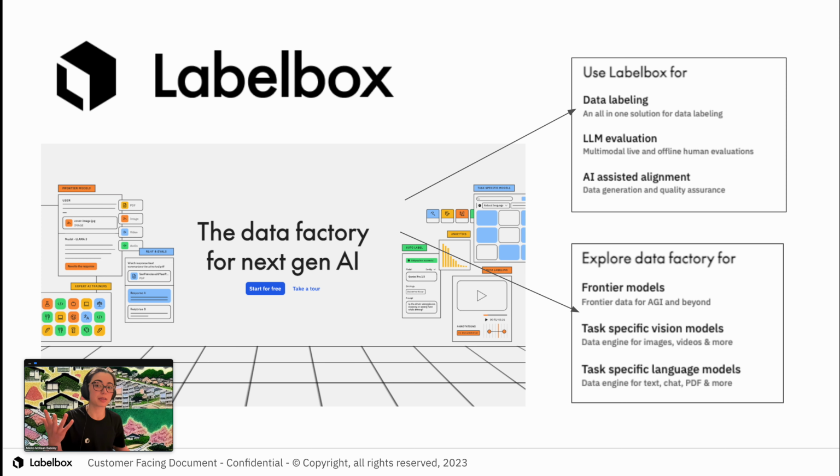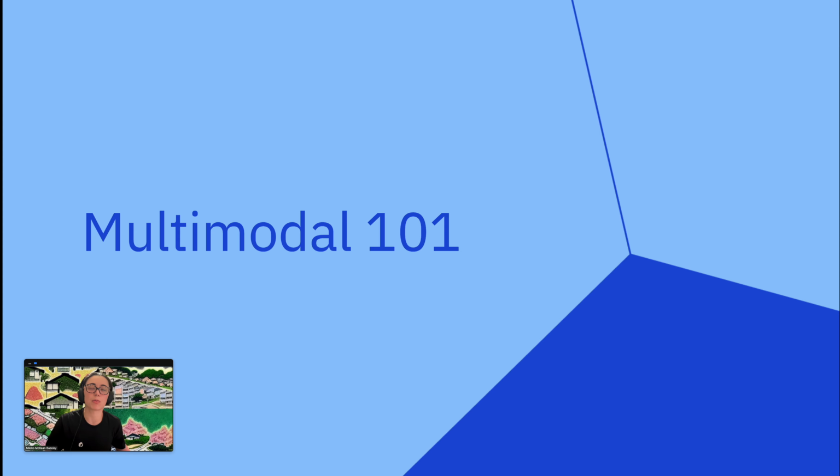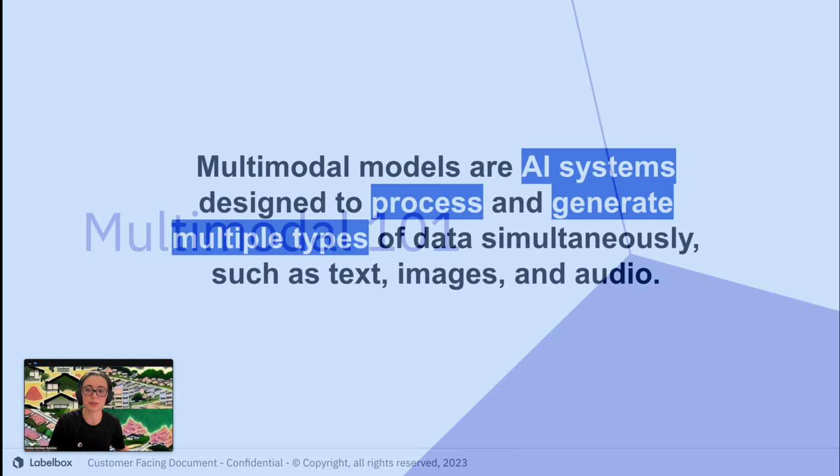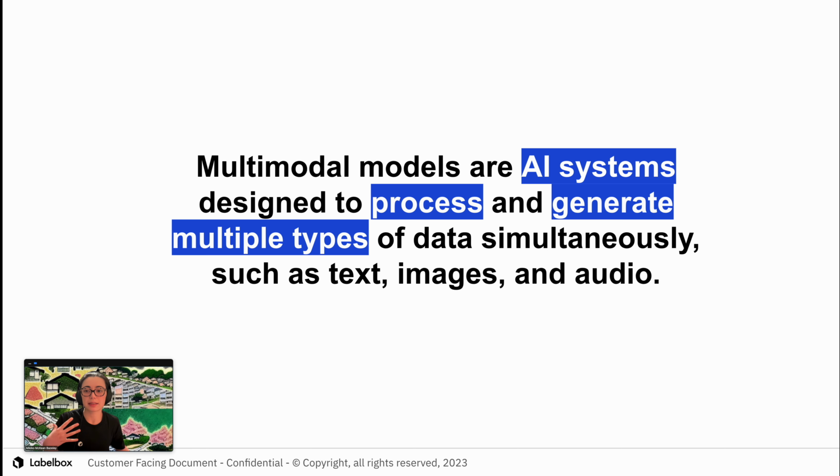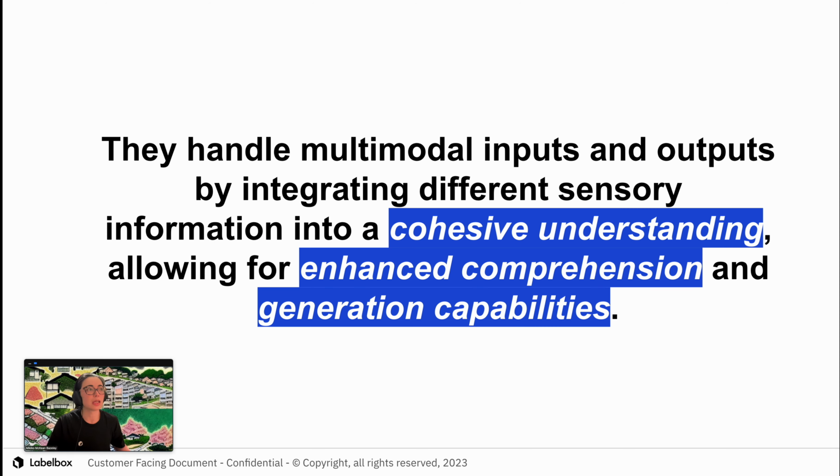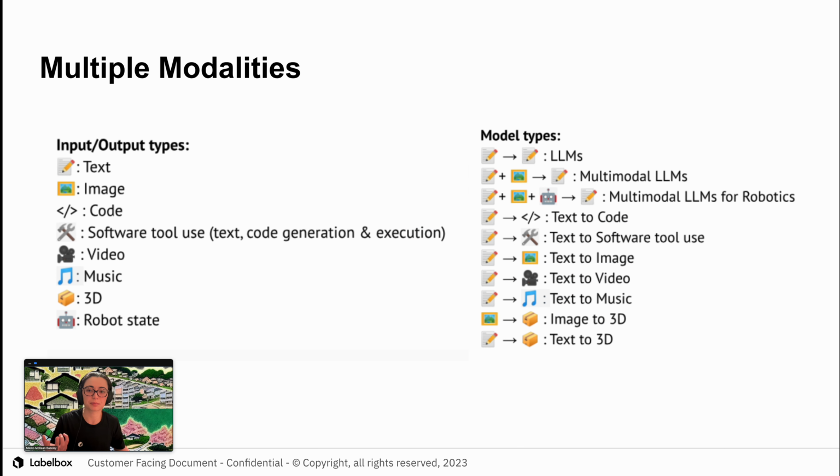So let's do a 101 on what multimodal models are, starting with a really basic definition. Multimodal models are AI systems designed to process and generate multiple types of data simultaneously, such as text, images, and audio. They handle multimodal inputs and outputs by integrating different sensory information into a cohesive understanding, allowing for enhanced comprehension and generation capabilities.